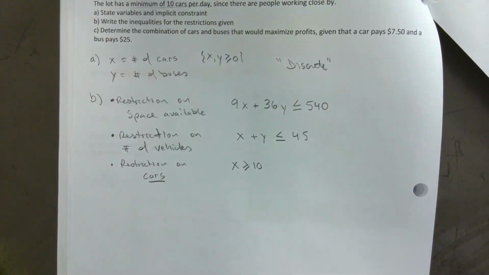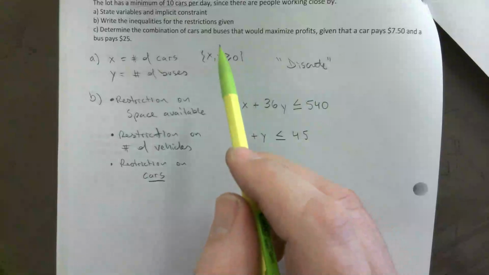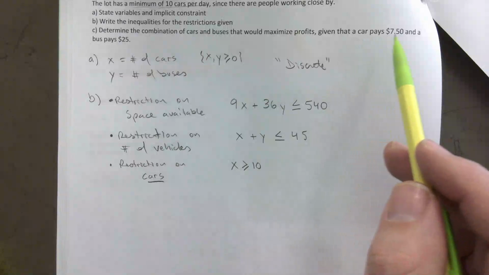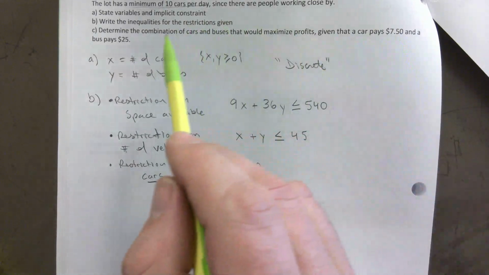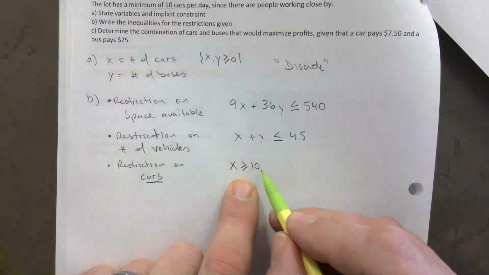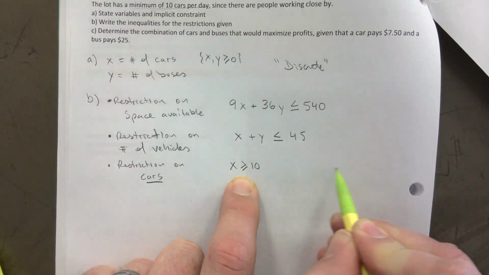We wrote the inequalities. Determine the combination of cars and buses that would maximize the profits, given that a car pays $7.50 and a bus pays $25. And you have to say, hold it, I need to solve this thing. So you need to graph it first and foremost. Okay, let's do that. This one is easy. Let's just do what we need to do right beside it.